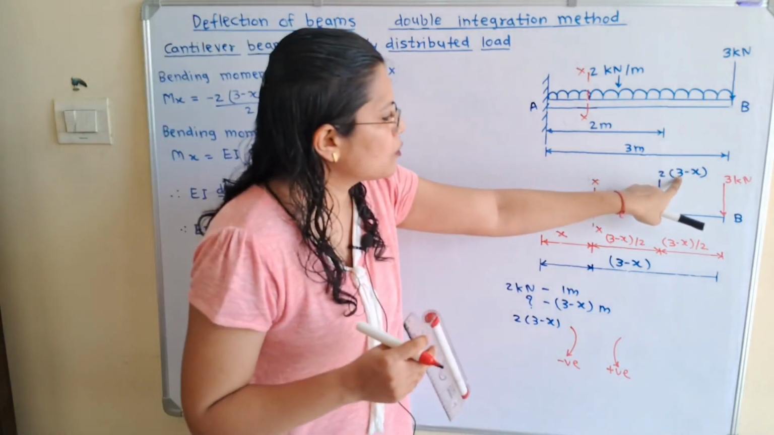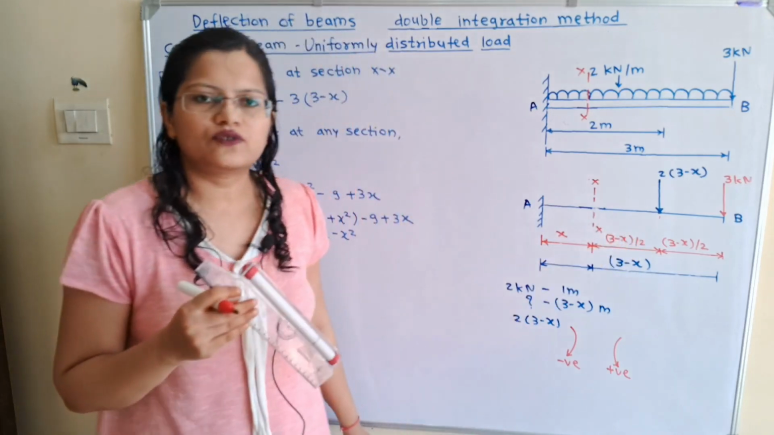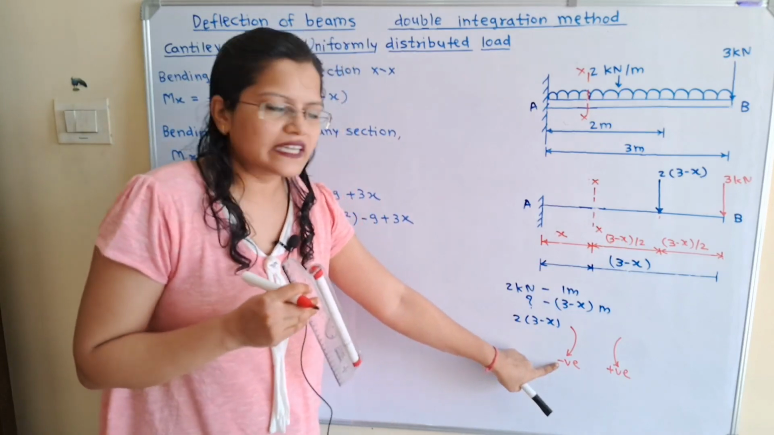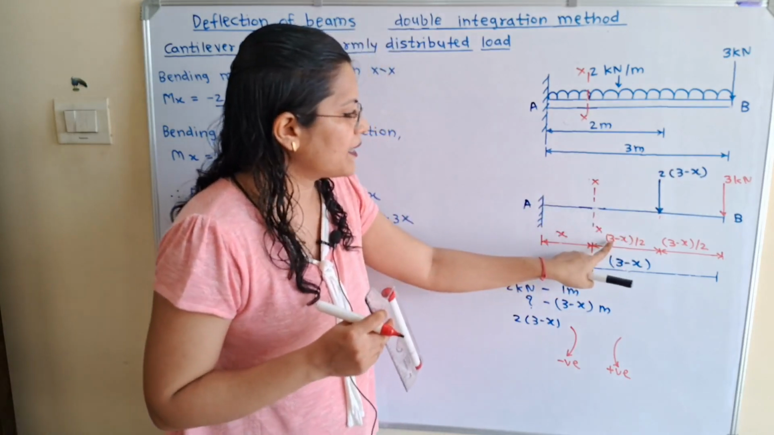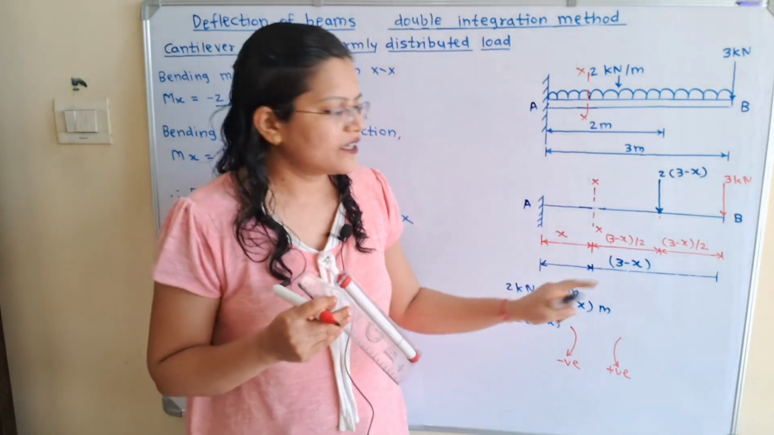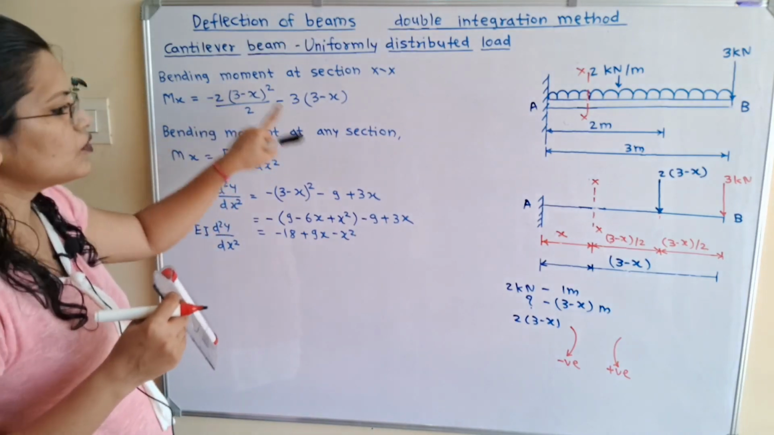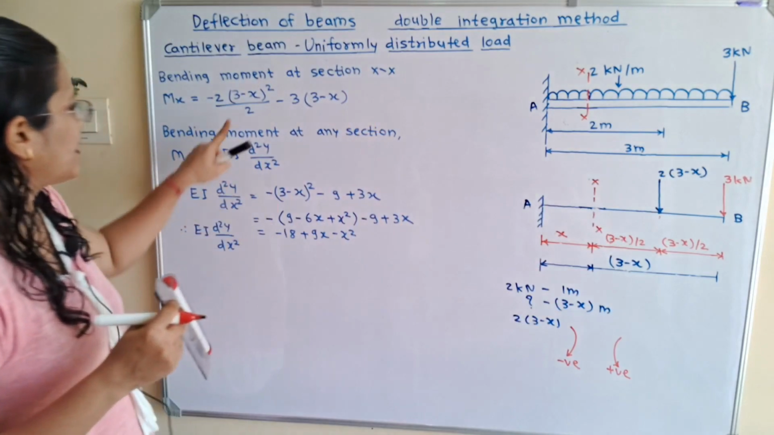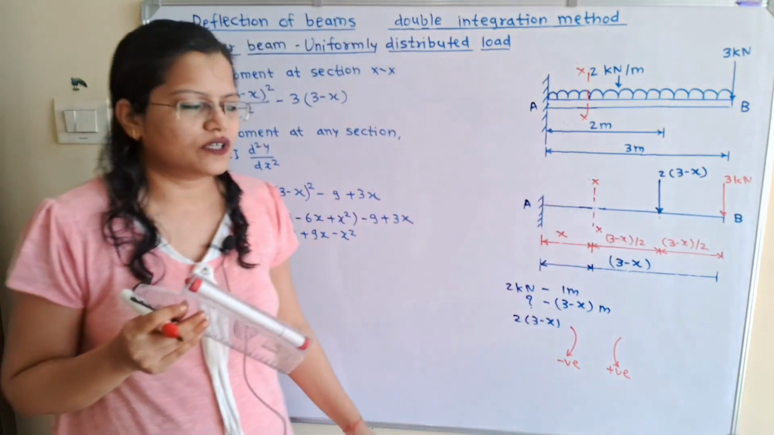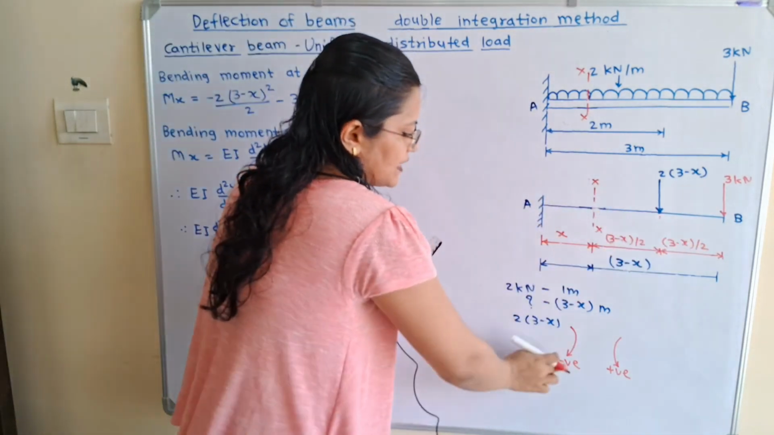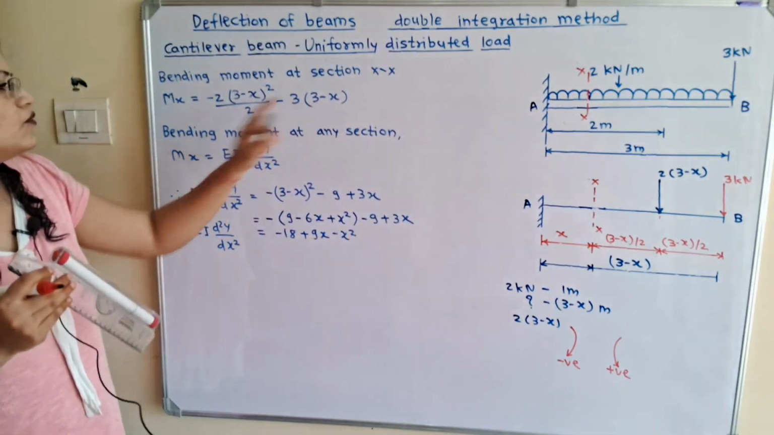So we have to take this load multiplied by distance. So this distance is 3 minus x by 2. So we have to use this negative sign. So minus 2 into 3 minus x multiplied by 3 minus x by 2. If we simplify this, then we will get minus 2 into 3 minus x whole square divided by 2. Now we will move to the next load 3 kilonewton. It is also in clockwise direction. So minus 3 multiplied by 3 minus x, and we have to write this.